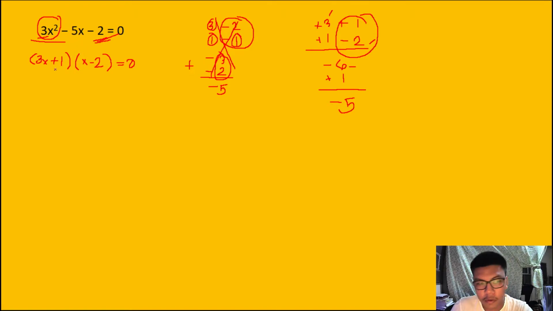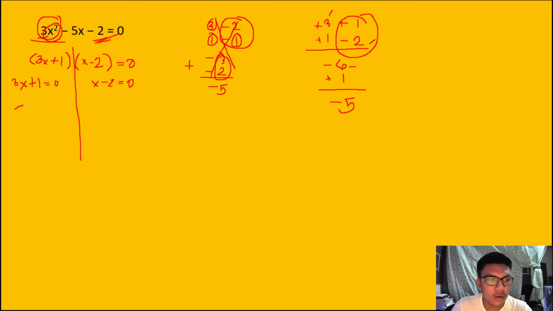Then, we're going to solve for x. So pansinin, ano? Ang iyong highest degree ay 2. Therefore, dalawa ang iyong value ng x na makukuha. Okay? So, ngayon natin ng hati. So, equate lang natin sila pareha sa 0. So, 3x + 1 = 0. Then, x - 2 = 0.